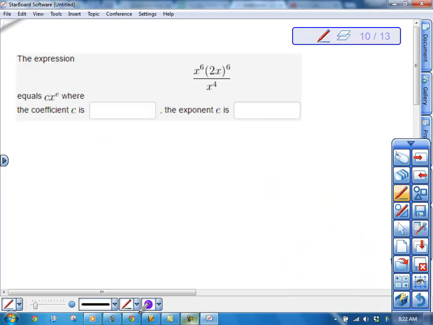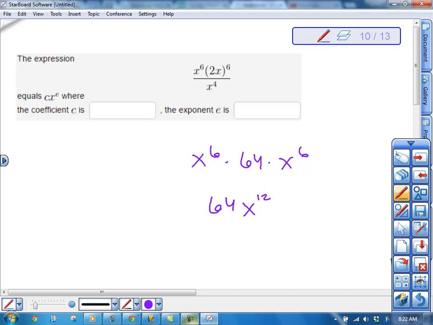This is a similar type of problem where basically it's asking you to simplify this, give the coefficient out front, and then give the exponent. So let's simplify this. X to the 6th times 2 to the 6th, which is 64. X to the 6th times 64 times x to the 6th. I'll simplify that numerator real quick. It's 64x to the 12th.